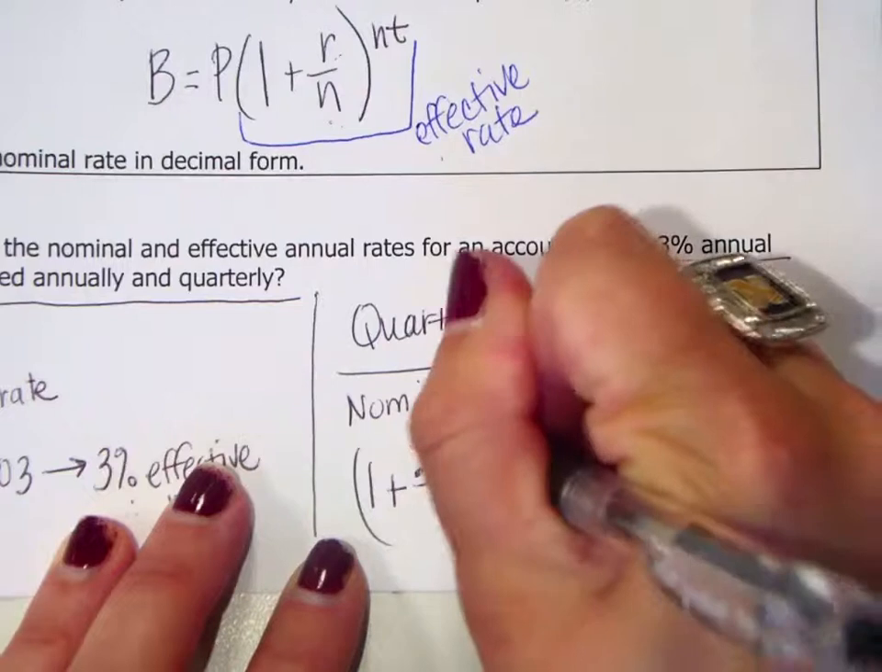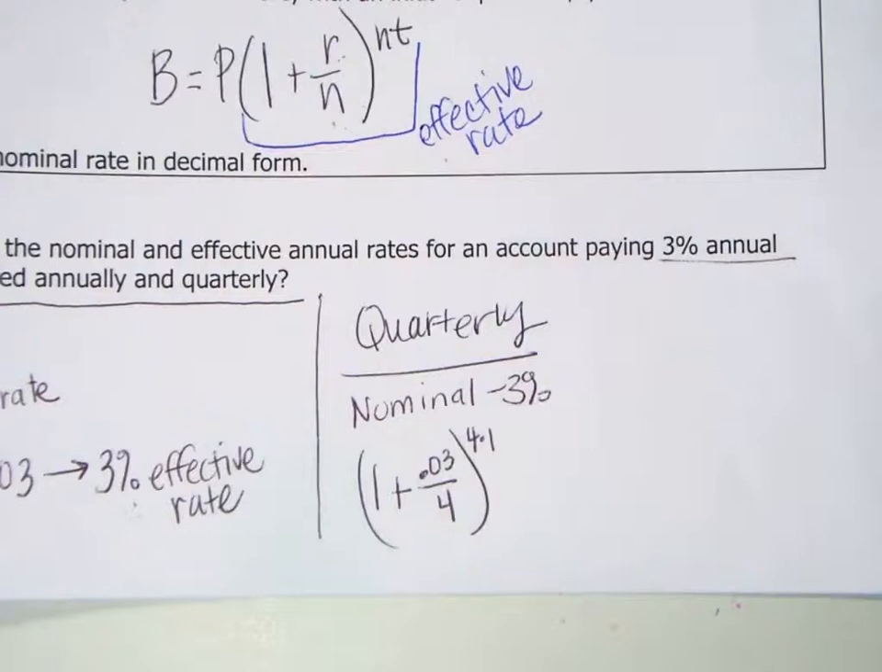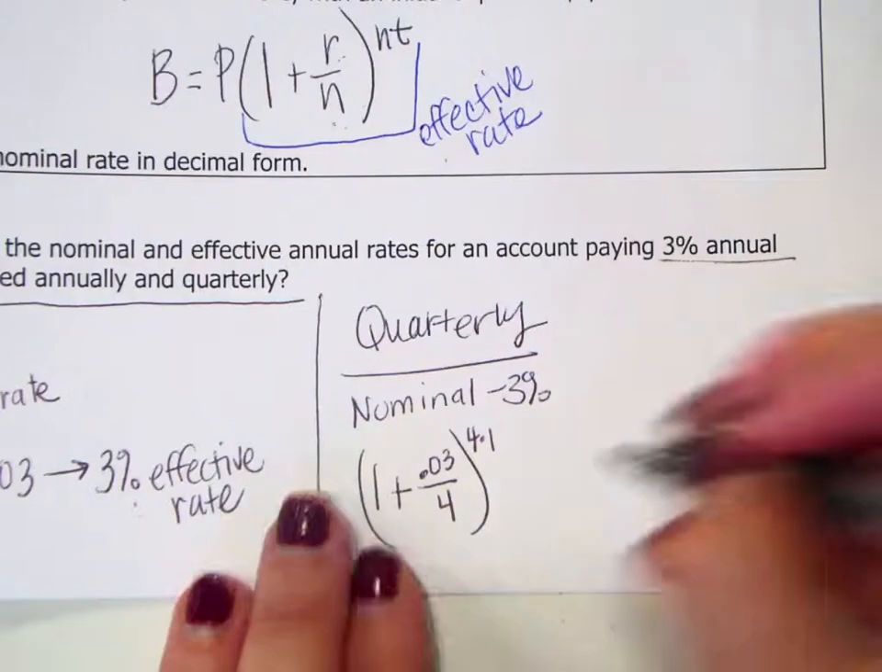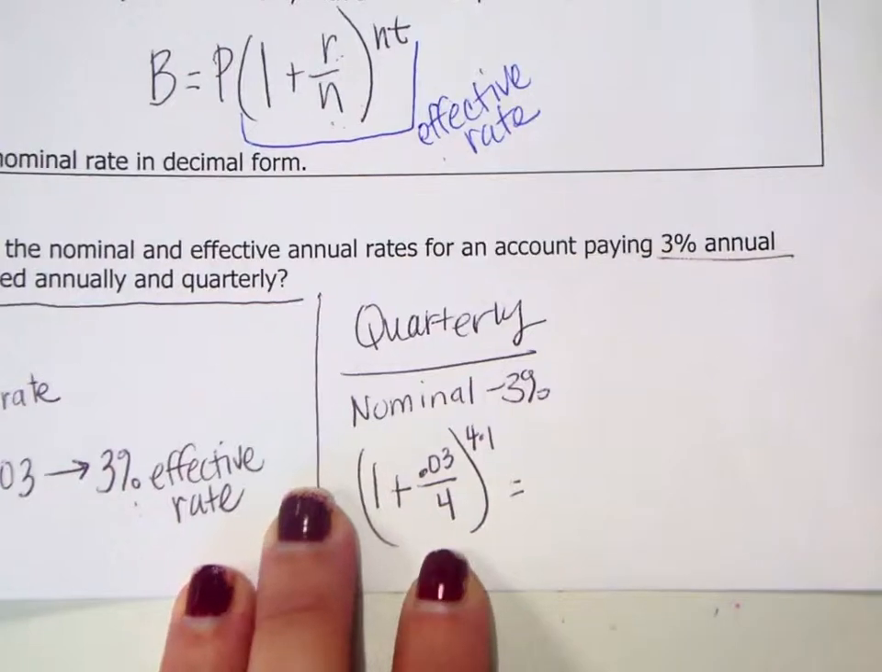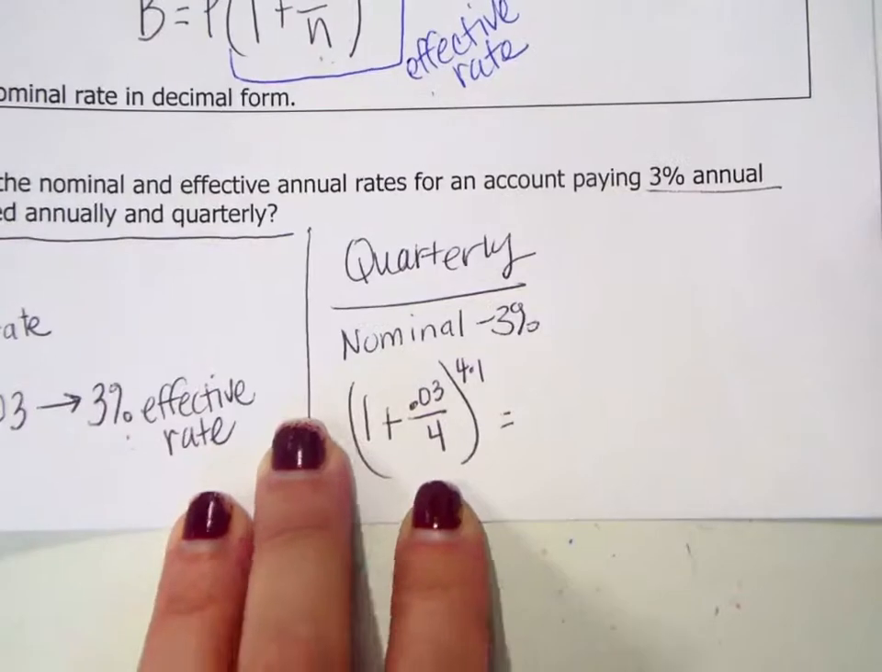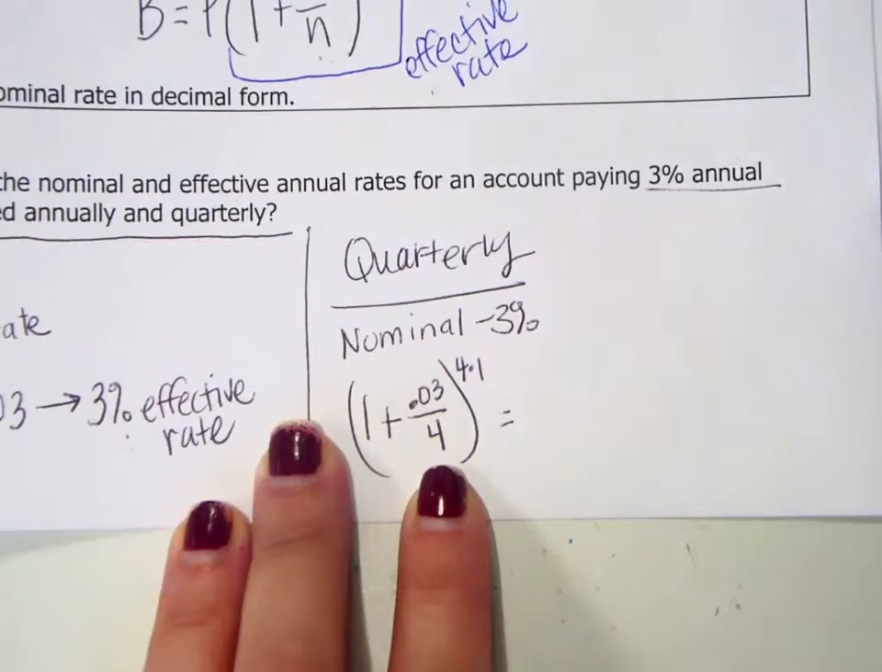So let's do this on our calculators. 0.03 divided by 4 plus 1 and then to the power of 4. What do you get? I got 1.03.